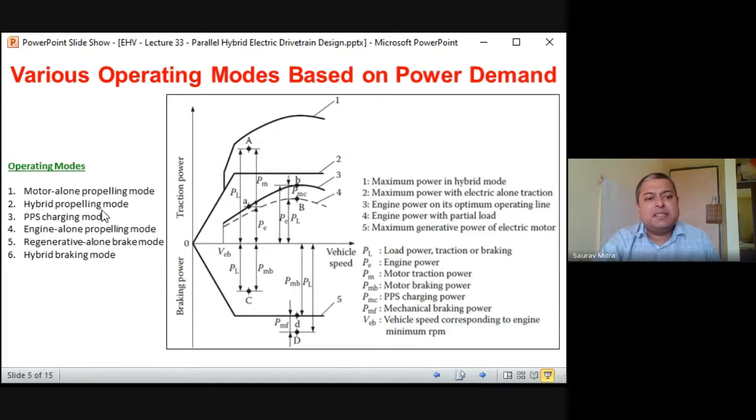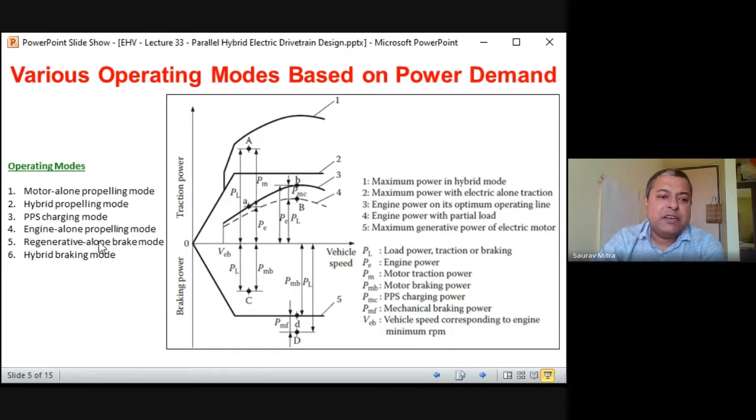So there are mainly six propelling modes. First one is motor alone propelling mode. Which one is motor alone propelling mode? You are finding this one. So this point A is motor alone propelling mode. Then there is hybrid propelling mode, and PPS charging mode. So PPS can get charged either through the engine, or PPS can get charged during regenerative braking. Engine alone propelling mode, that means PE is equal to PL. Regenerative alone brake mode and hybrid brake mode.